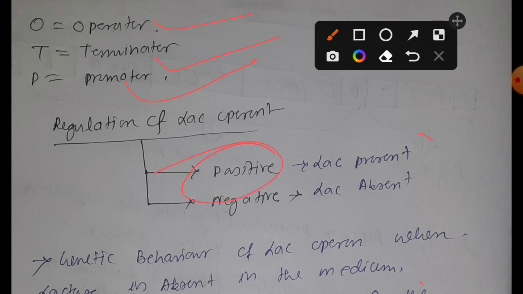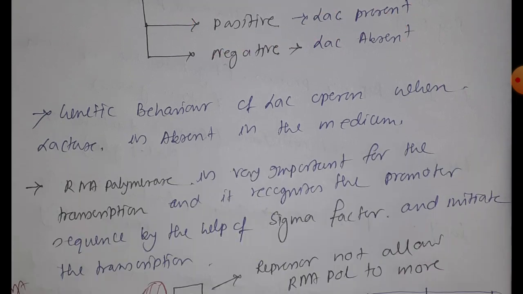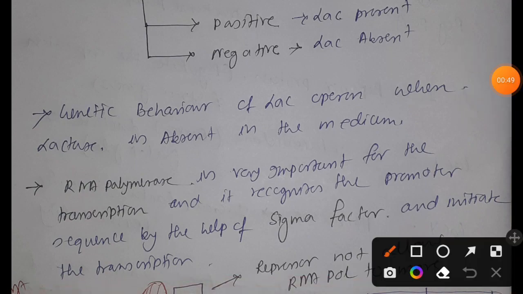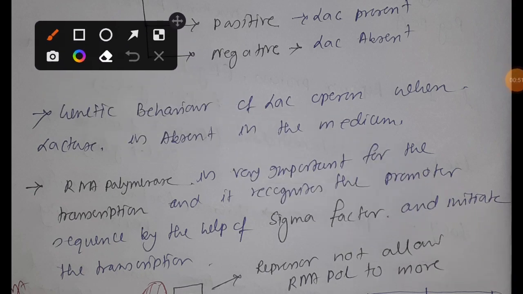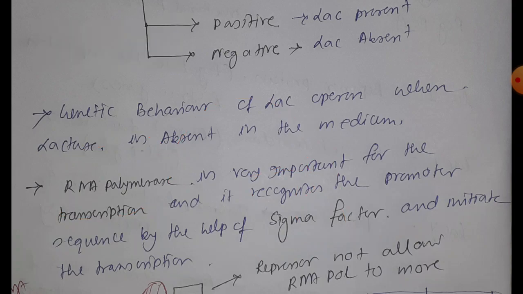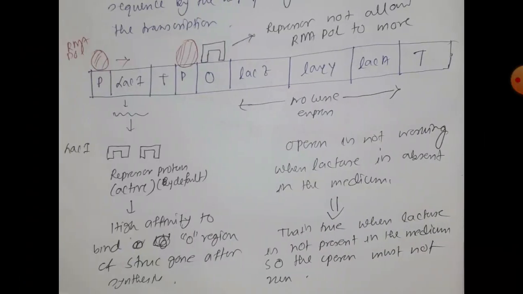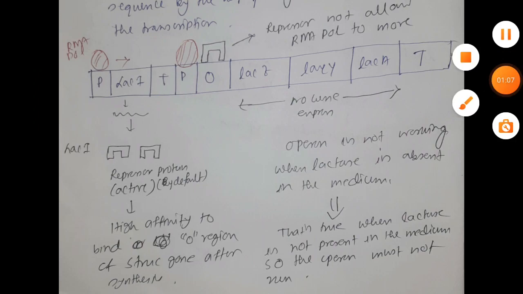So positive regulation, when lactose is present in the environment, I am going to discuss in our next video, and negative regulation is when lactose is absent in the environment. Okay, so the important thing I first want to make clear is that RNA polymerase is the main player of transcription. RNA polymerase recognizes the promoter with the help of sigma factor and starts the transcription. Okay, now let's start our discussion of what is going on in negative regulation.